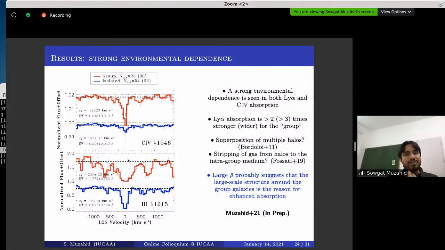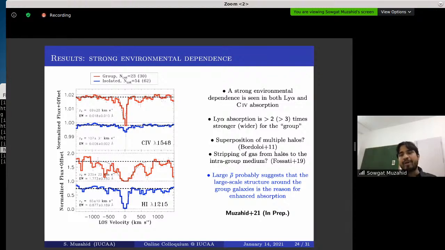The Lyman alpha absorption, and both carbon 4 and Lyman alpha absorption, is way stronger when there are multiple galaxies, or multiple Lyman alpha emitters, compared to the isolated ones. This is consistent with what has been seen for low redshift magnesium 2 absorbers. For example, Bordoloi et al. have seen the same trend. They proposed a scenario where, in the case of group galaxies, your sight line is probing multiple halos, and that's why you get higher equivalent widths for galaxies that are in groups.